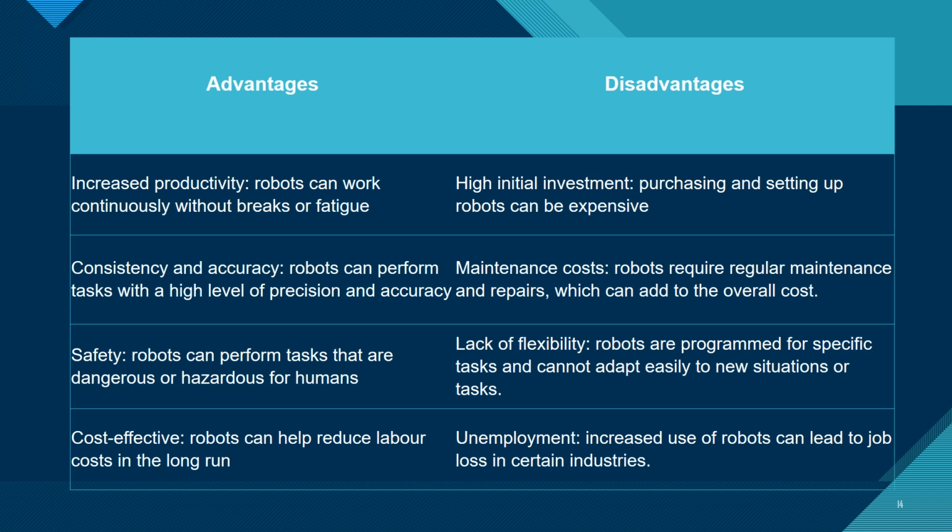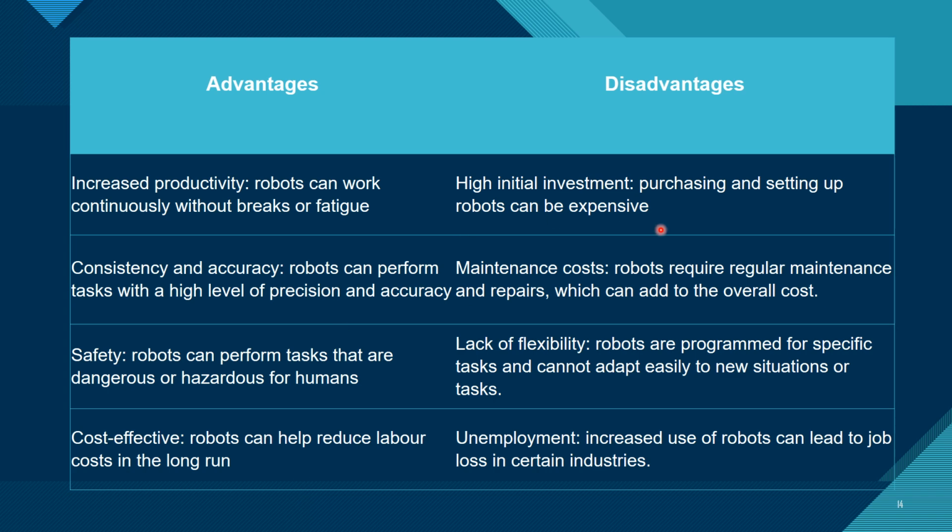There are different advantages and disadvantages of robots. So, first of all, robots increase productivity, no doubt in it, and they provide consistency and accuracy. Robots provide safety. Robots can perform tasks that are dangerous or hazardous for humans. Robots are cost effective. Definitely, they will reduce the labor cost in the long run.